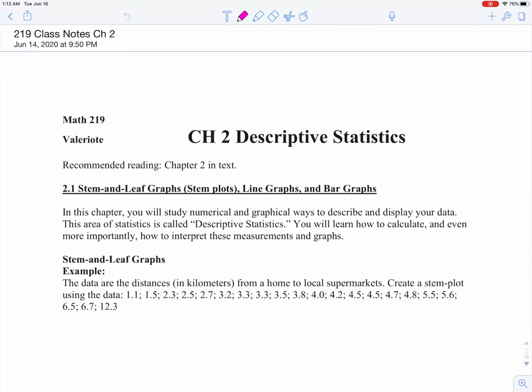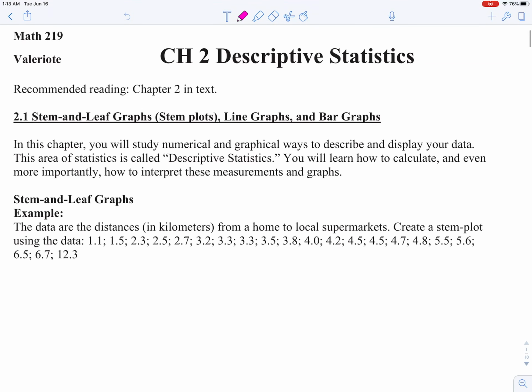All right, welcome to Chapter 2, Descriptive Statistics. Again, I recommend you read these chapters in the online textbook. It definitely will help you understand the material even better. All right, so Section 2.1, Stem and Leaf Graphs, also known as stem plots. We'll also talk about line graphs and bar graphs.